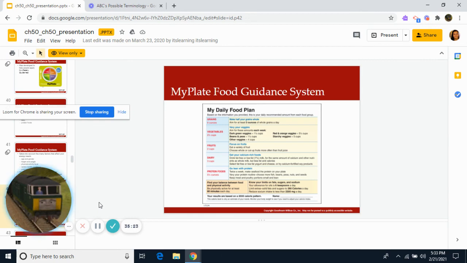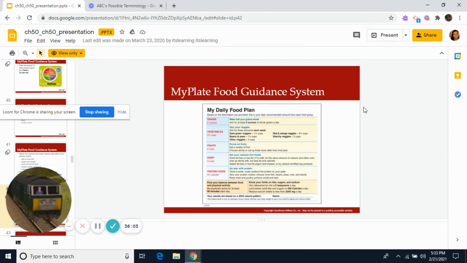Based on the information that you provided, this is your daily recommended amount for each food group. Find your balance between food and physical activity. Be physically active for at least 60 minutes each day. Know your limits on fats, sugars, and sodium. Your allowance for oils is 6 teaspoons a day. Limit extra solid fats and sugars to 660 calories a day. Reduce sodium intake to less than 2,300 mg a day.